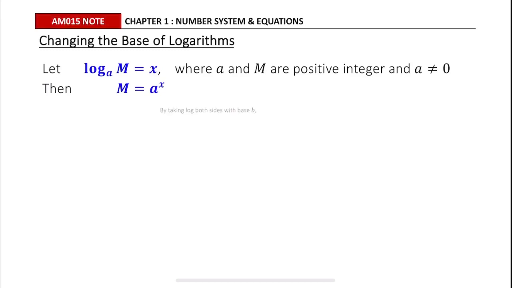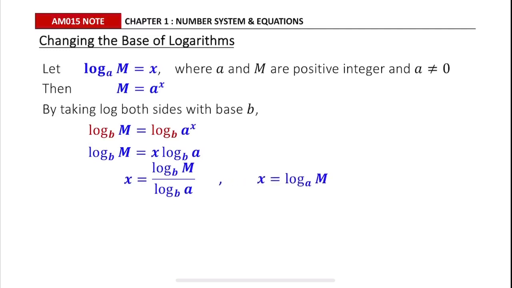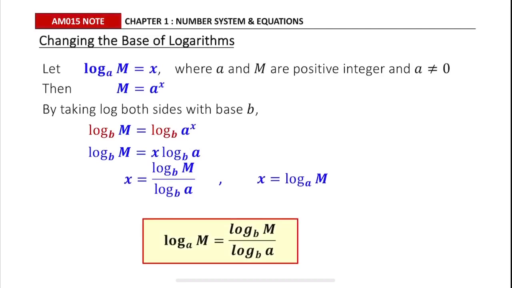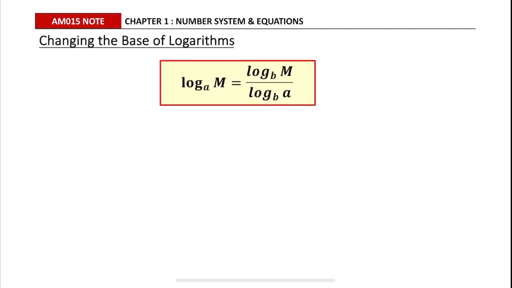By taking log on both sides with base b, we have this equation. Then, by using the power rule, we can transfer x to the front of the log and express x as the subject. Since x is also equal to log base a of m, they are both equal to each other, and we get this formula. To memorize this formula, we look at the position of m and a, where m is above a. We know that this is the formula to change the base of a logarithm.